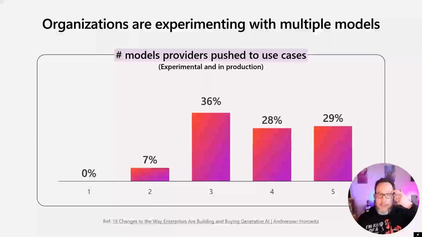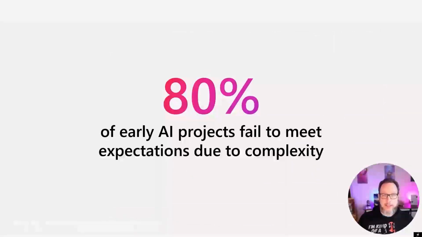Now, what this slide represents is how many different models are actually being used by an organization. The average you could say here is 3 to 5, so probably 4 as the average, where no one among the interviewed organizations was just relying on a single large language model for any of their AI solutions. Also important to highlight is that about 80% of early AI projects actually fail because they are not meeting expectations, and not meeting them because they're too complex.